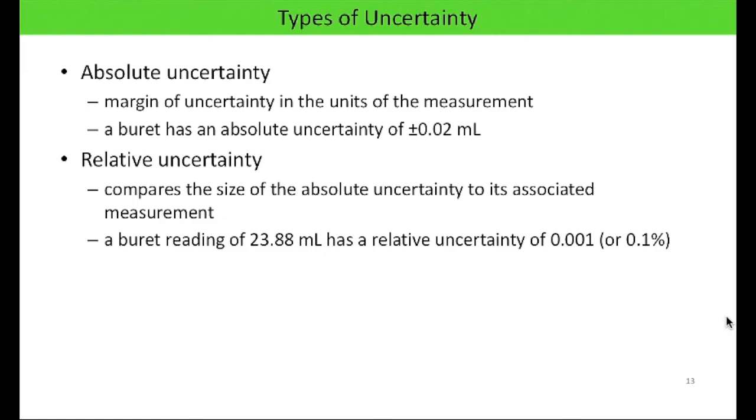Relative uncertainty compares the size of the absolute uncertainty to its measurement. So it's not going to be in the same units as your actual measurement. A burette reading of 23.88 milliliters has a relative uncertainty of 0.001 or 0.1%. Its absolute uncertainty is going to be plus or minus 0.02 milliliters, because this is in units of milliliters, and this is also in units of milliliters, so that's an absolute uncertainty. But a relative uncertainty is either a number itself, but more commonly written as a percent.